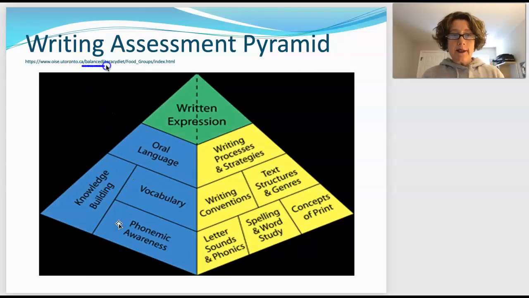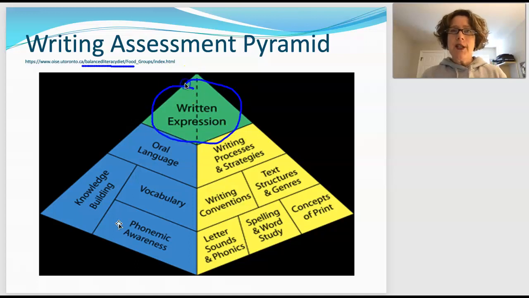This is from the Balanced Literacy Diet that you saw in 371, as well as you keep seeing in 3103. It's just a really good site if, again, you believe in that balanced literacy philosophy, which hopefully you have an idea of where you stand on.